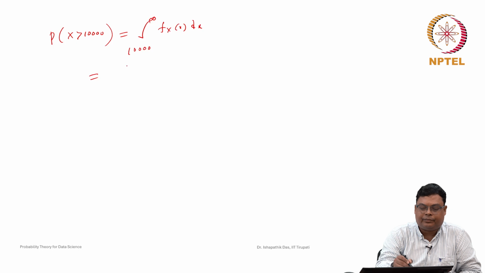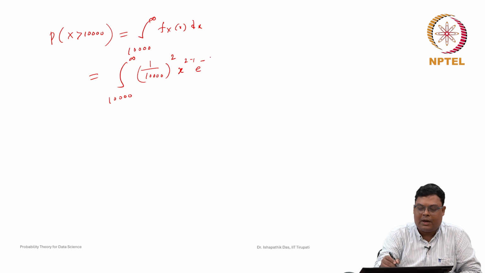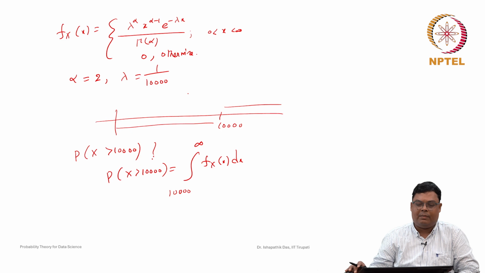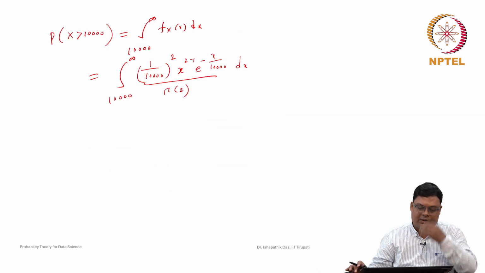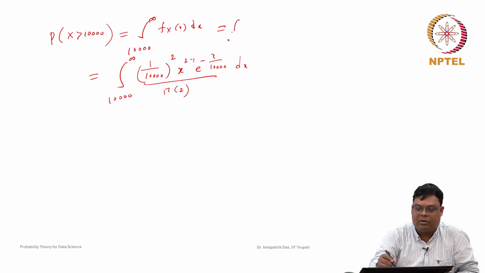The probability that x is greater than 10,000 is the integration from 10,000 to infinity of f(x) dx, which equals the integration from 10,000 to infinity of lambda to the power alpha, x to the power alpha minus 1, e to the power of minus lambda x. So, let us put in the values. Alpha and lambda are already given: lambda is 1 by 10,000, whole to the power alpha, which is 2, and x to the power alpha minus 1, which is 2 minus 1, e to the power of minus lambda x, that is x by 10,000, dx, divided by gamma alpha, which is gamma 2. This is the formula of f(x) that we have just used here. We can write it out so that there will not be any mistake.